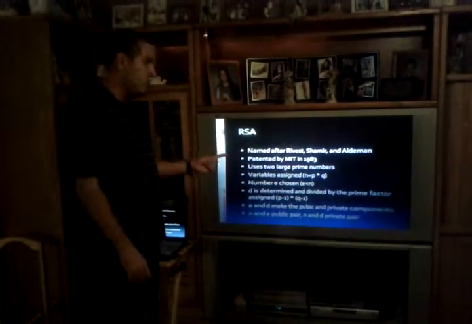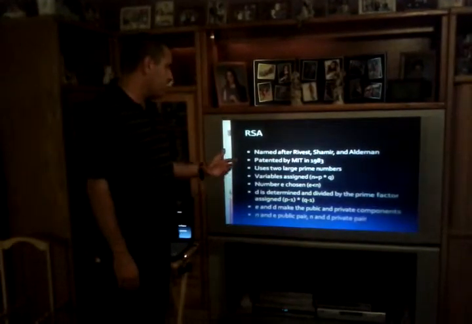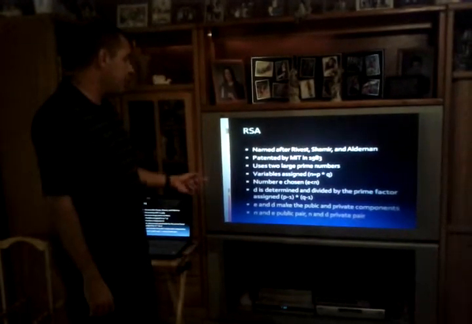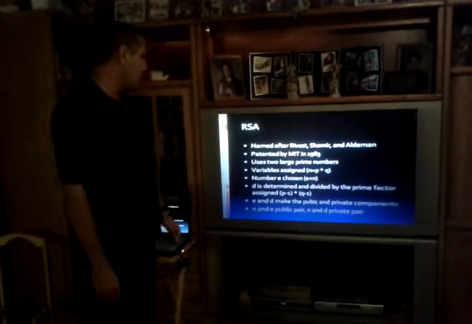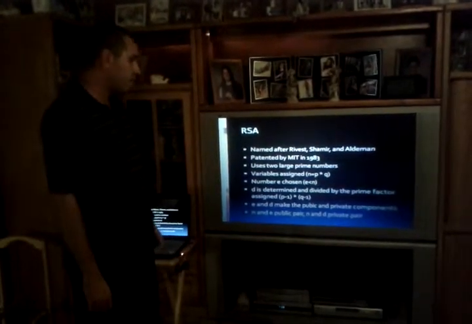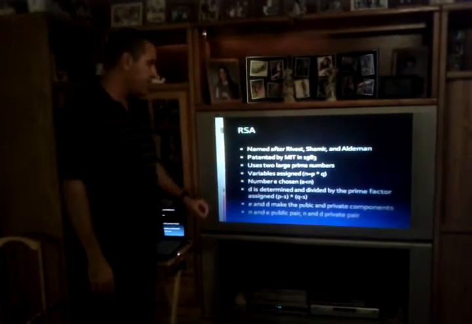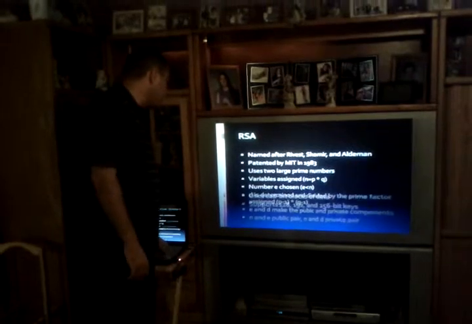Then numbers are chosen, e is less than n. Then d is determined, divided by the prime factor assigned to p minus 1 times q minus 1. E and d make up the public and private components. N and E are the public pair, while N and D make up the private pair.